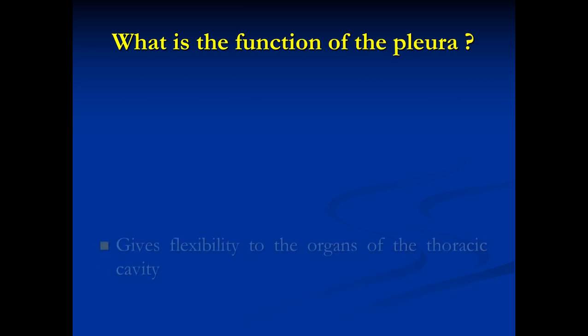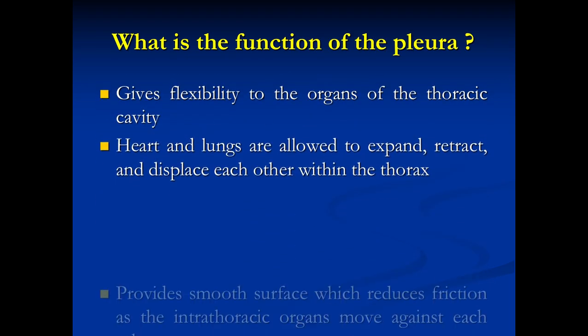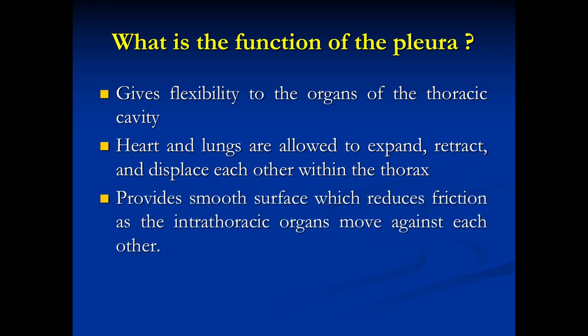What's the function of the pleura? It gives flexibility to organs of the thoracic cavity. The heart and the lung are allowed to expand, retract, and displace each other within the thorax. It provides also a smooth surface which reduces friction as the intrathoracic organs move against each other.